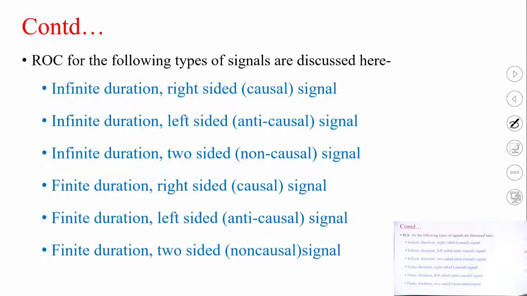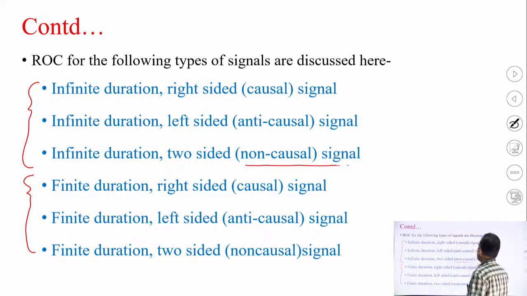Okay. So we will see the ROC of various types of signals. There are two cases: when our signal is an infinite duration signal, and when it is a finite duration signal. In the case of infinite duration, your signal may be right sided or causal, left sided or anti-causal, or two sided, which is non-causal. Similarly, these three cases are applicable for finite duration signals also. We will see the ROCs for these types of signals one by one.